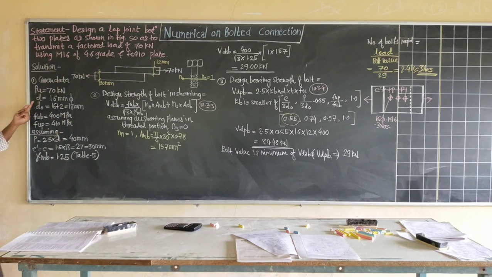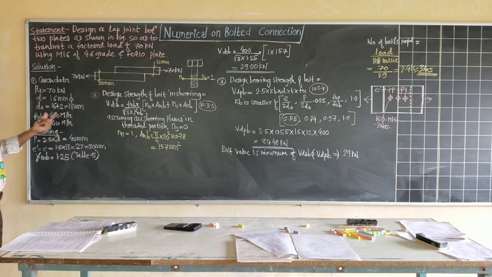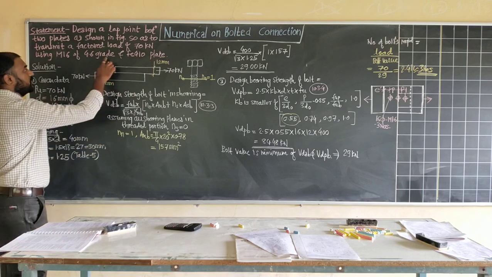Initially, d value is the diameter of bolt, 16 mm. d0 is the diameter of hole, 16 plus 2, that is equal to 18 mm. So this 2 mm is for clearance of holes. And again, the ultimate strength of bolt is 400 MPa and the ultimate strength of plate is given as 410 MPa. So this is as per the given data.